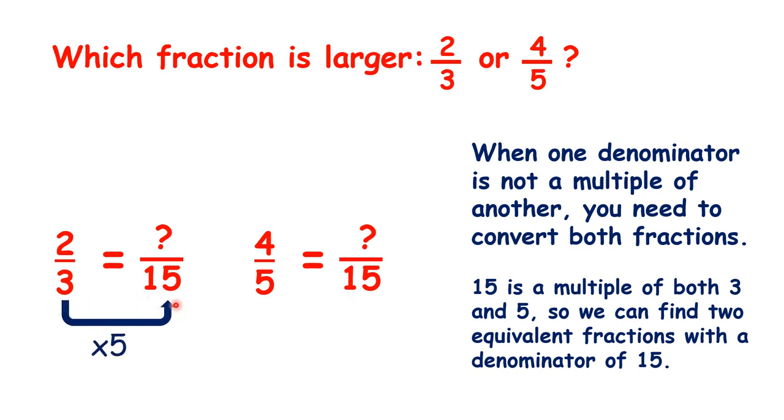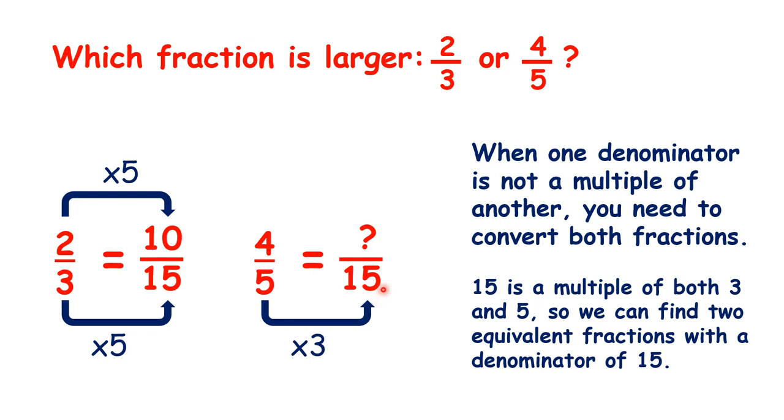3 times 5 is 15, and 2 times 5 is 10, so 2/3 is the same as 10/15ths. 5 times 3 is 15, and 4 times 3 is 12, so 4/5 is equivalent to 12/15ths. And because 12/15ths is bigger than 10/15ths, we know that it must be larger.